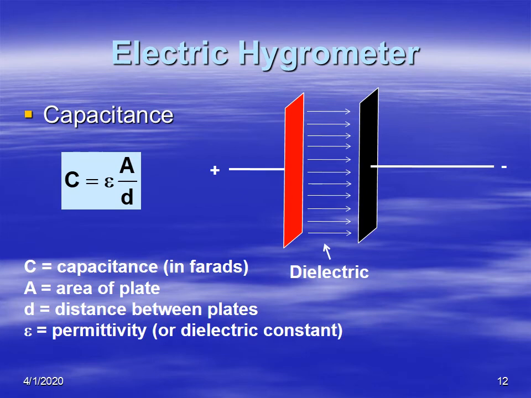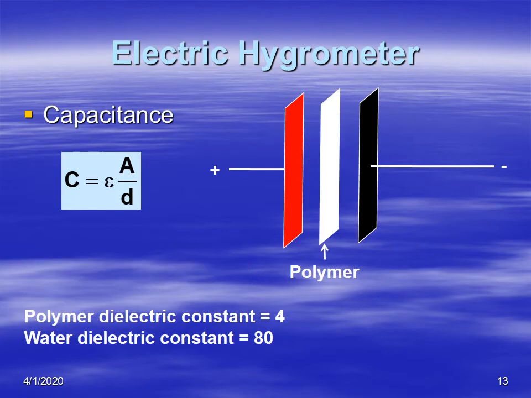Here's the equation for capacitance. Capacitance is equal to the area of those charged plates divided by the distance between those two charged plates times this epsilon, which is the dielectric or the permittivity of the material that's in between. The permittivity or the dielectric constant of a polymer that's used for hygrometry might have a value of 4 if it's completely dry, but water itself has a dielectric constant of 80.